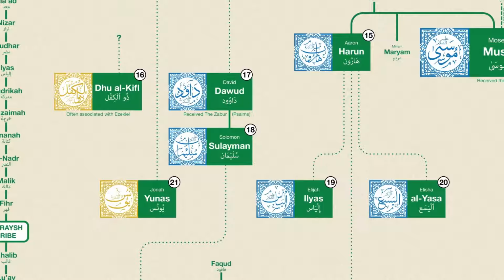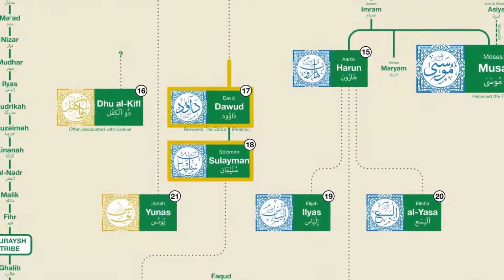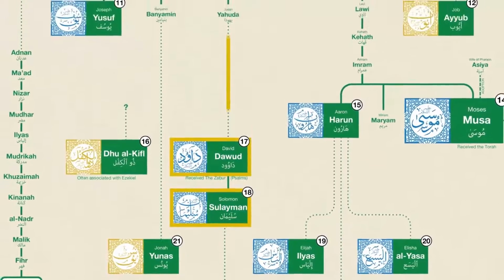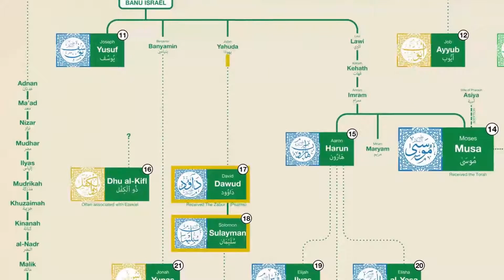Next on the list are the only 2 individuals who, at the same time as being prophets, also held the title of king, Dawood and Suleiman. In English, David and Solomon. This father and son pair descend from a son of Yaqub named Yahuda, or Judah, whereas Musa and Harun come from a son named Lawi, or Levi.